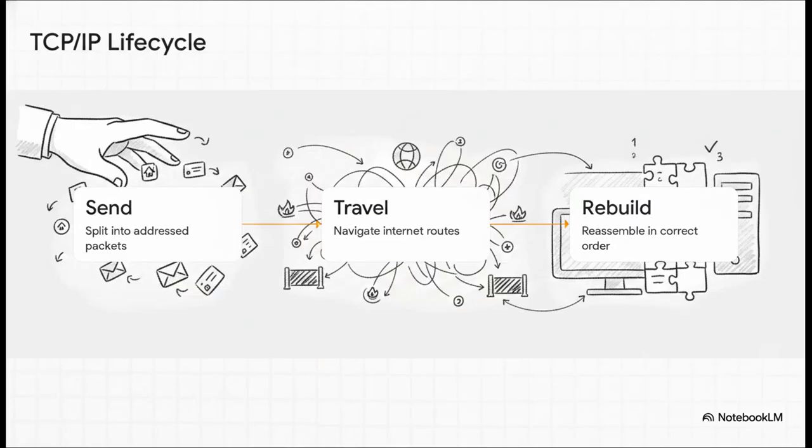So, the crucial point here is the three-step lifecycle controlled by TCP/IP. Step 1, send. The data is split into addressed packets. Step 2, travel. The packets navigate the internet's super complex routes. And step 3, rebuild. The receiving computer takes all those puzzle pieces and reassembles them in the correct order based on their packet number, checking to make absolutely sure no packets were dropped along the way.